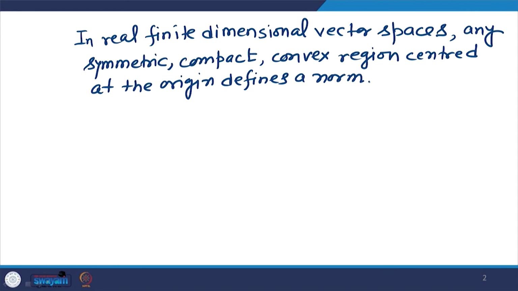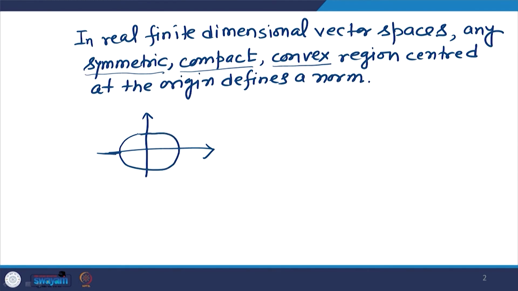So, here I have written symmetric. You know symmetricity very well. We have defined convex also, convex region, in this lecture. The term compact is a bit more mathematical, and if any one of you is interested, you can check it from any mathematics book. So, for example, if this region is symmetric, the center is at the origin, and it is compact and convex, it defines a norm.